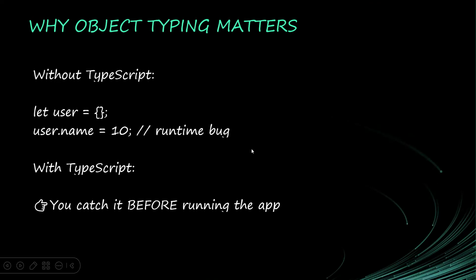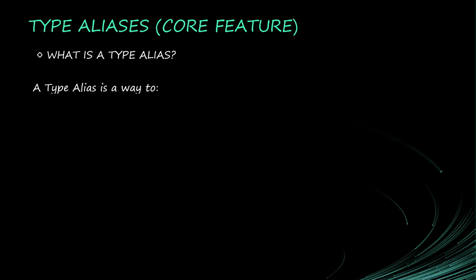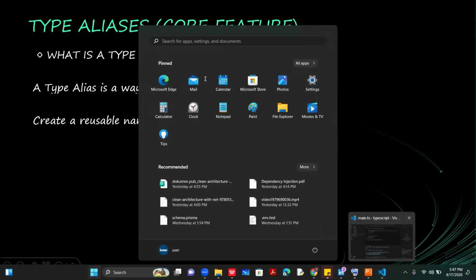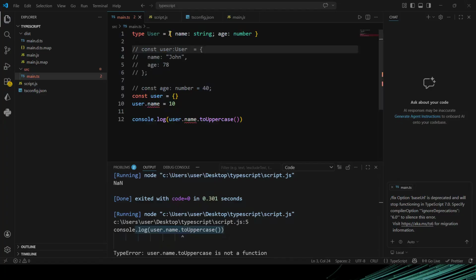So what is a type alias? A type alias is a way to create a reusable name for a type, just like you saw me do here. I created this, I have this data, I have this structure.